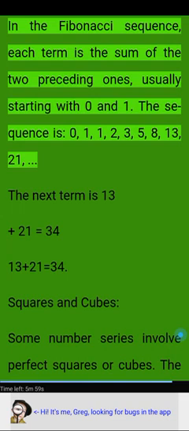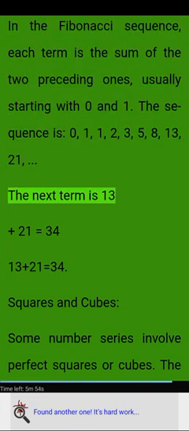Fibonacci series. In the Fibonacci sequence, each term is the sum of the two preceding ones, usually starting with 0 and 1. The sequence is 0, 1, 1, 2, 3, 5, 8, 13, 21. The next term is 13 plus 21 equals 34.